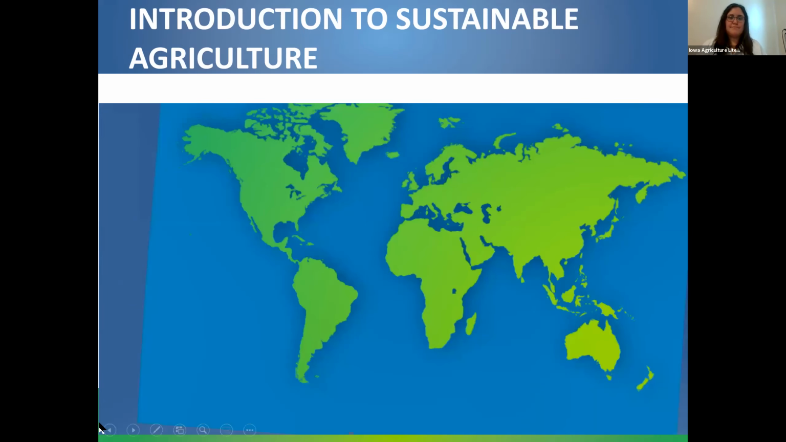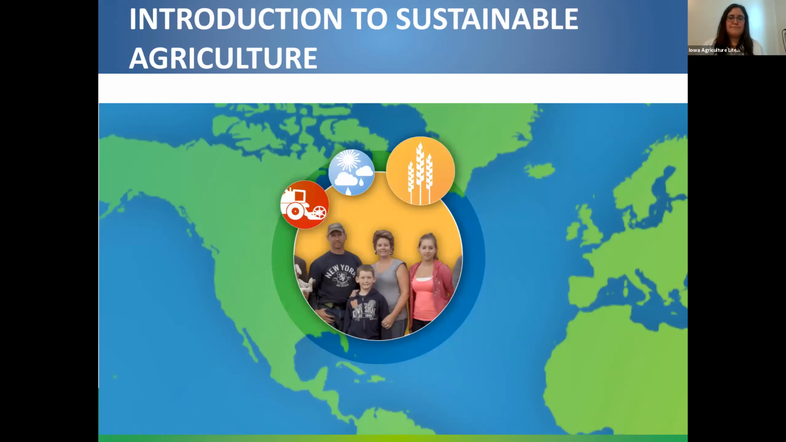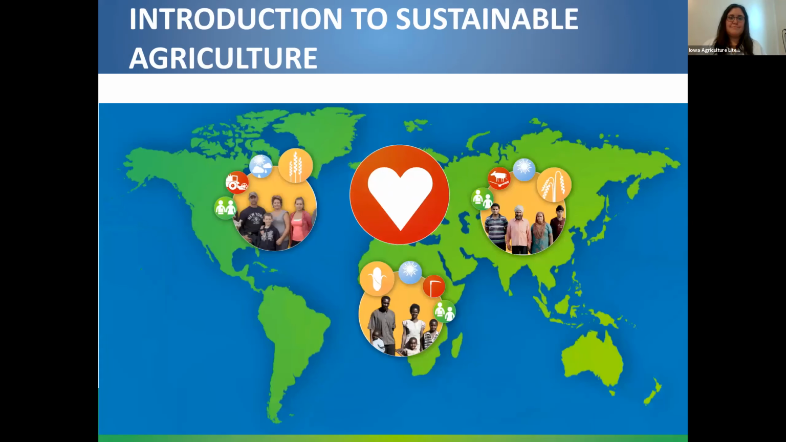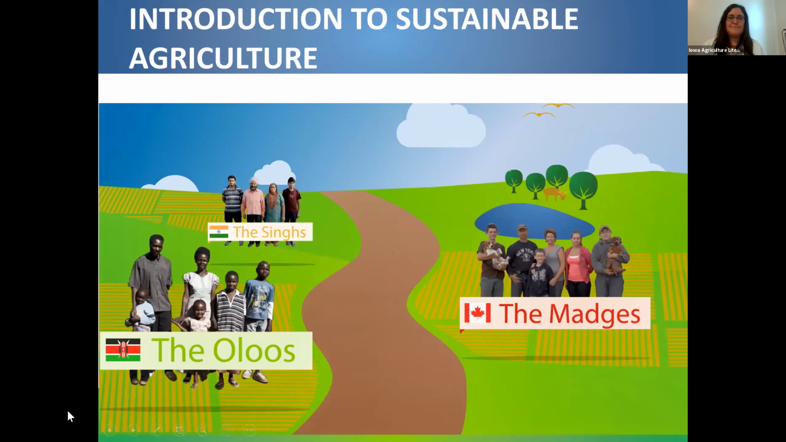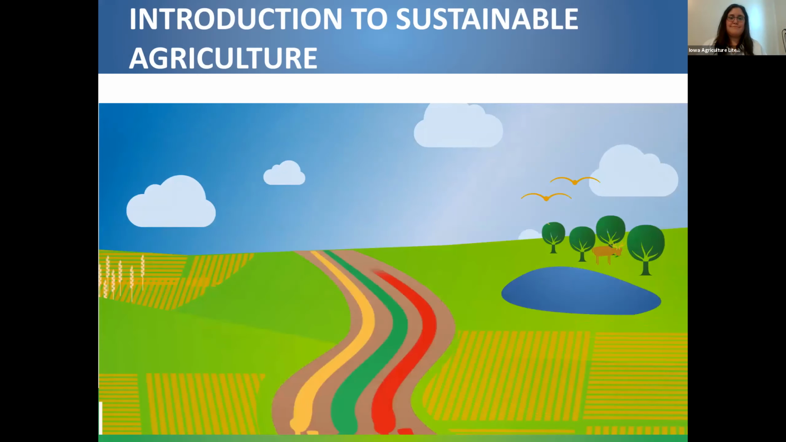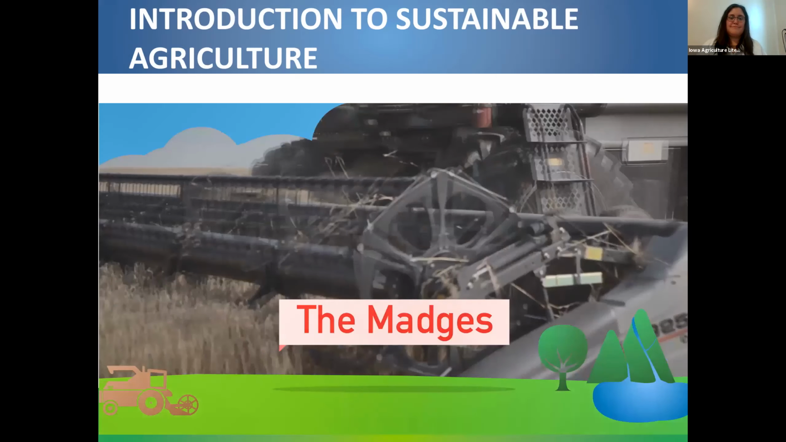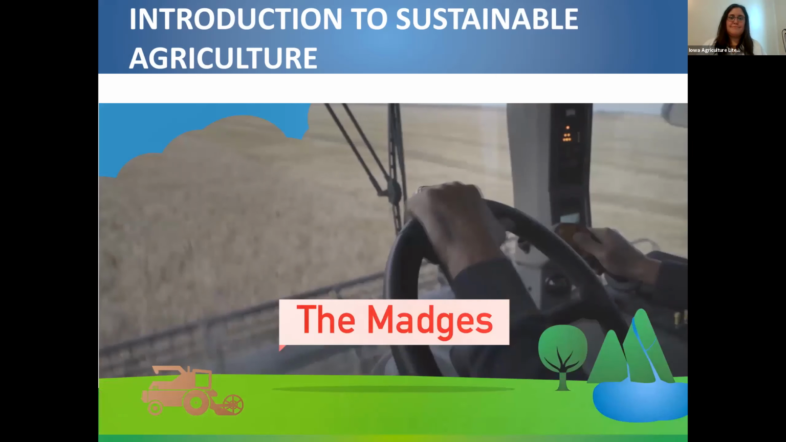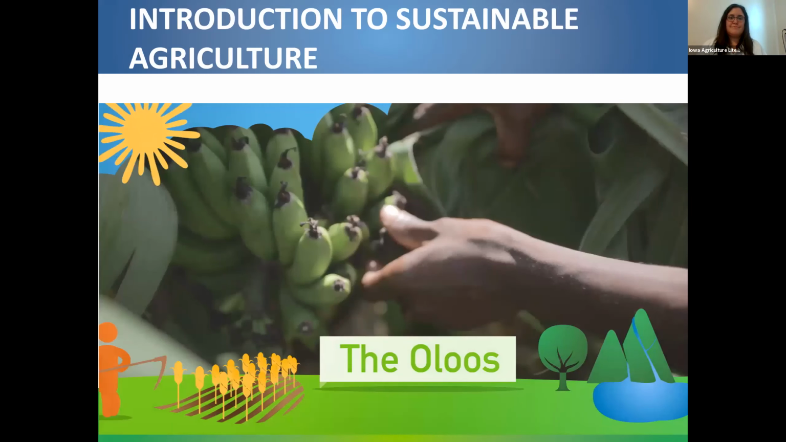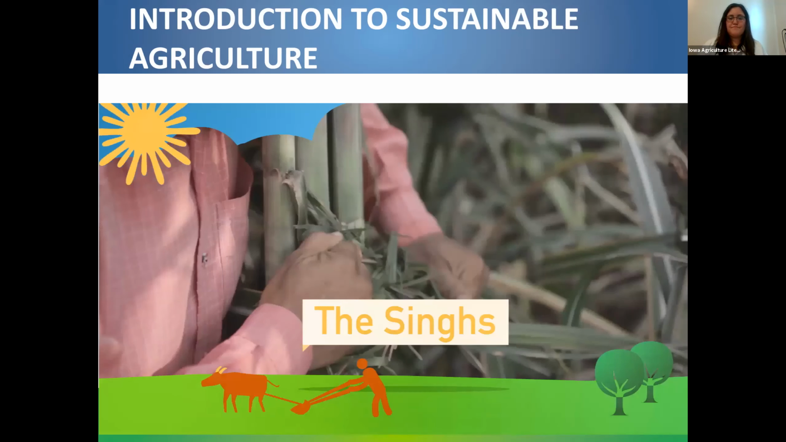Different farmers raise different crops and animals according to their local soil, climate, technology, and markets. But they all have one thing in common. They love agriculture. On our journey to the year 2050, you'll hear from farm families around the world who are growing food sustainably. First, meet the Mages. They're a three-generation farming family from central Alberta, Canada. Then we'll fly across the Atlantic to meet the Olus. They own a small farm in Kenya, East Africa. Finally, we'll meet the Singhs, who live in India where multiple generations farm together.